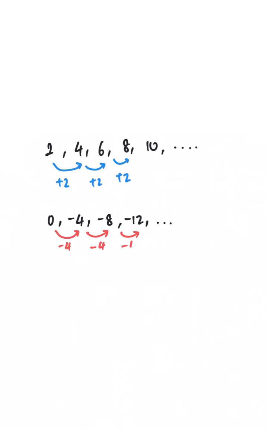These two are examples of what we call an AP, which is an arithmetic progression. So what exactly is an arithmetic progression? An arithmetic progression is a sequence where the difference between every pair of consecutive terms is a constant number.